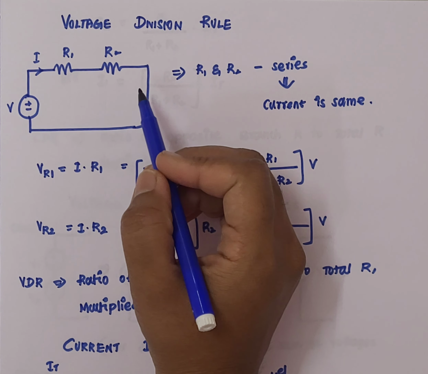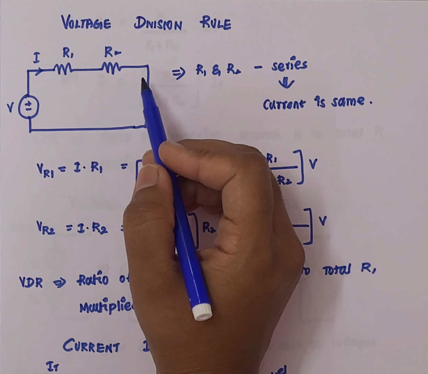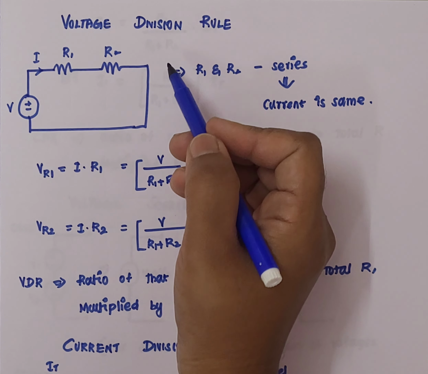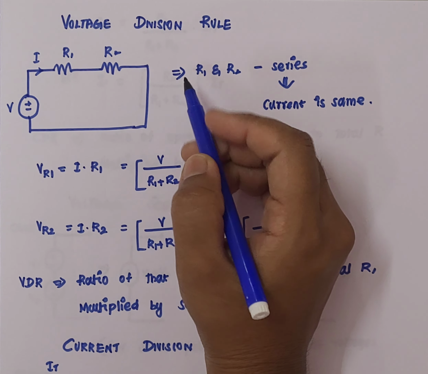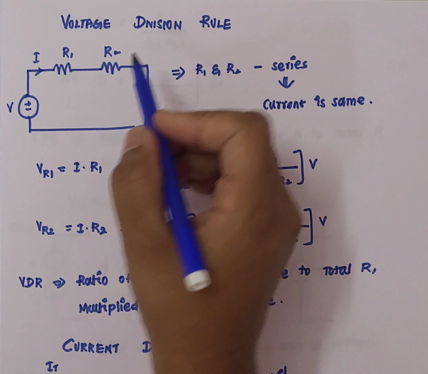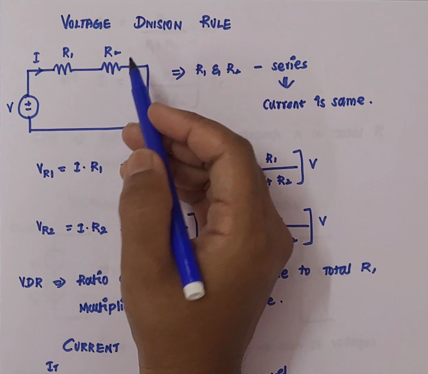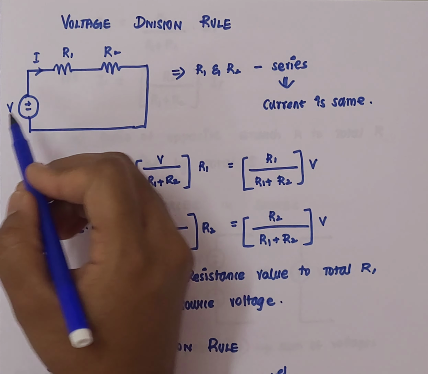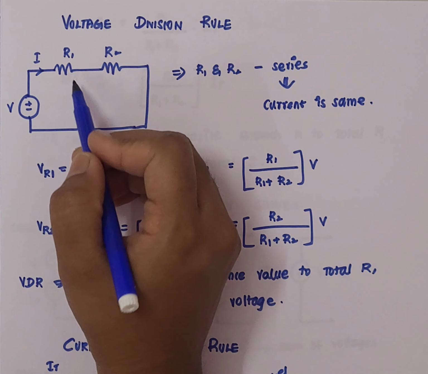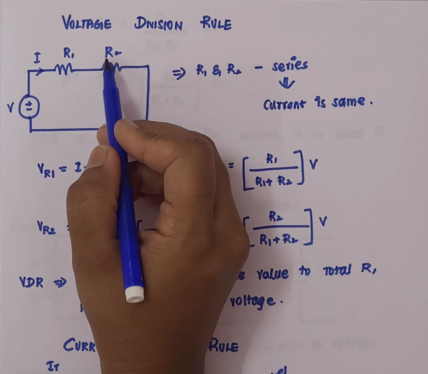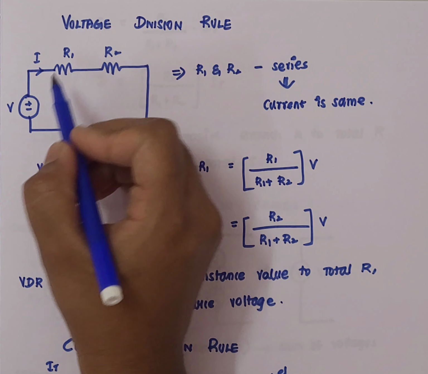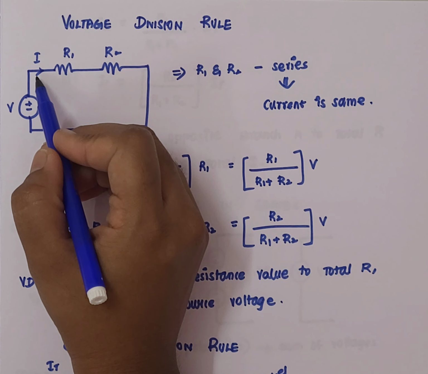So the next topic is about voltage division rule and current division rule. These rules are very important to solve any problem. To know the voltage division rule, let us consider a circuit where we have a voltage source and two resistors R1 and R2 connected in series in this way, and the current flowing through is I.